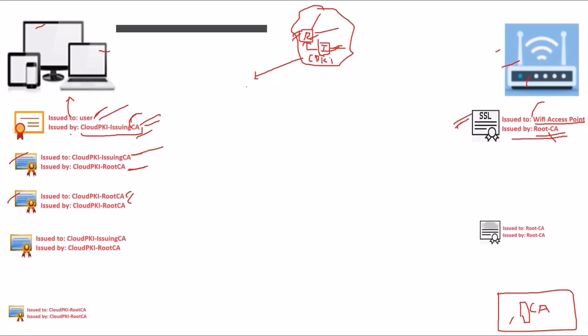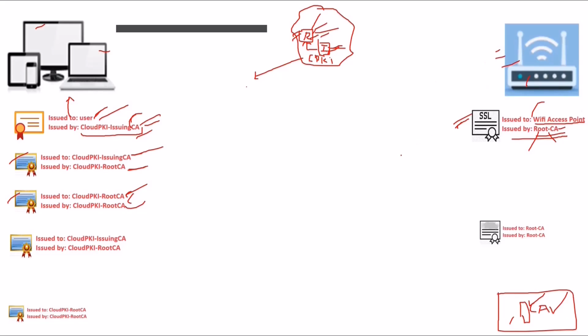So what I'm trying to say over here is the Cloud PKI issuing CA is this one, the Cloud PKI root CA is this one, and the root CA that you see over here is this one. Okay, so this root CA signifies the root certification authority which is present in our on-premise infrastructure, and this root CA is not talking with the Cloud PKI root CA, which is this. Both are mutually exclusive.